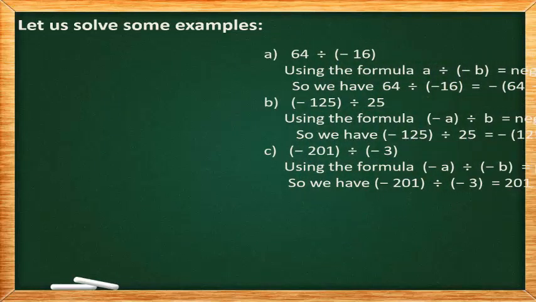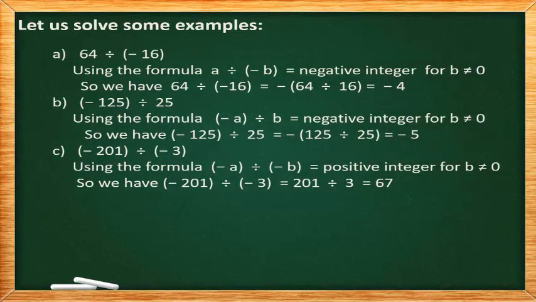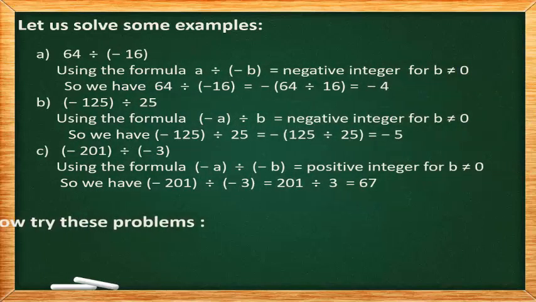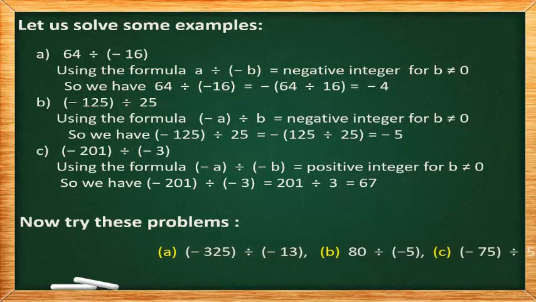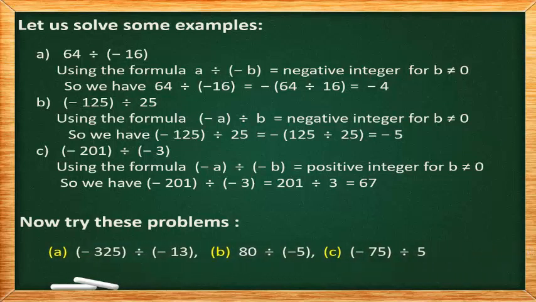When a positive integer is divided by a negative integer, that is 64 divided by minus 16, we just divide 64 by 16 and then put a negative sign. That means 64 divided by minus 16 is equal to minus 4. And when minus 125 is divided by 25, we just divide the numbers, that is 125 divided by 25, and put a negative sign. But in the third case, when we divide a negative integer by a negative integer, we just divide the numbers and we get a positive integer.